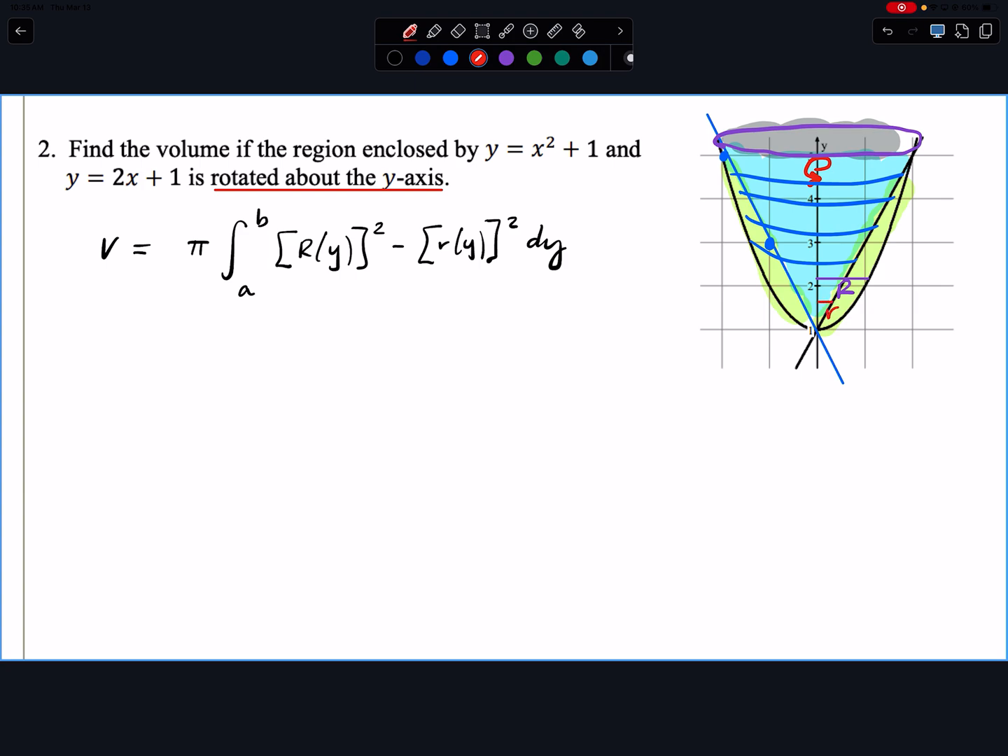Okay. So then all I'm going to do is plug those functions in for R of y and for little r of y, and I'm done. That's it. Most of these problems are calculated. The hardest part about these is setting them up. Once you have it set up, you're good. But the problem here is that for R of y, I have things in terms of x. So what do I need to do first? Solve for x.